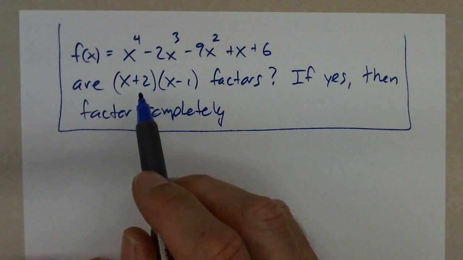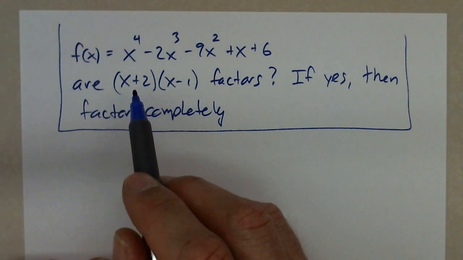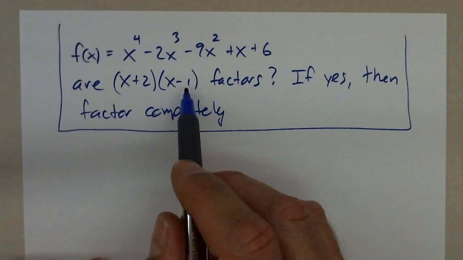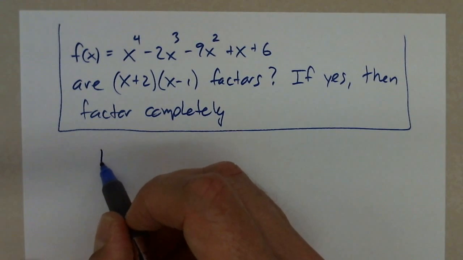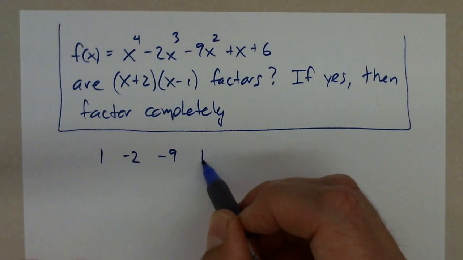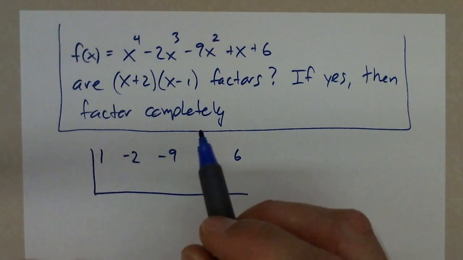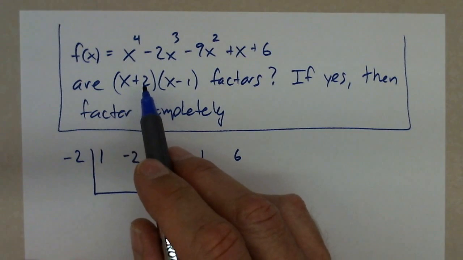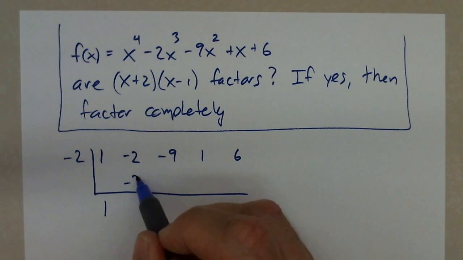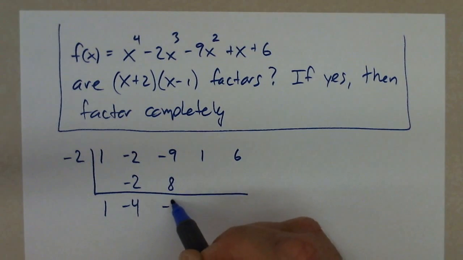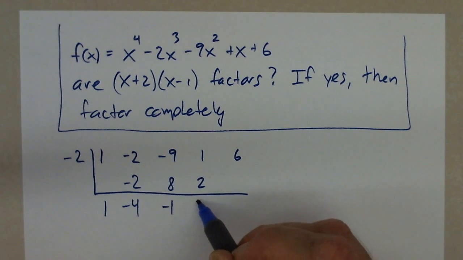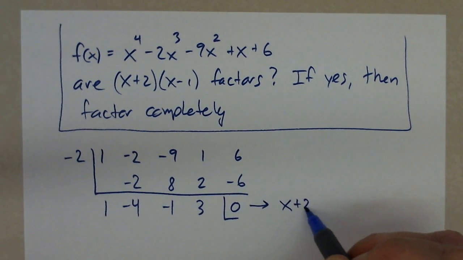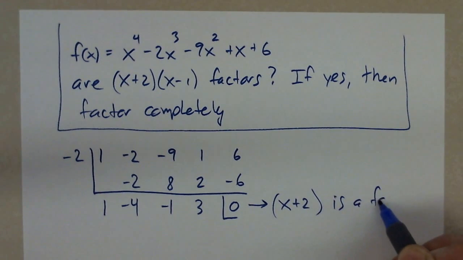All right, so we want to know, is this a factor? Well, if it is a factor, then when we do synthetic division with negative 2, we'll get a remainder of 0. Same thing with this. So we want to use x minus negative 2. We're going to have that. So that means that x plus 2 is a factor.